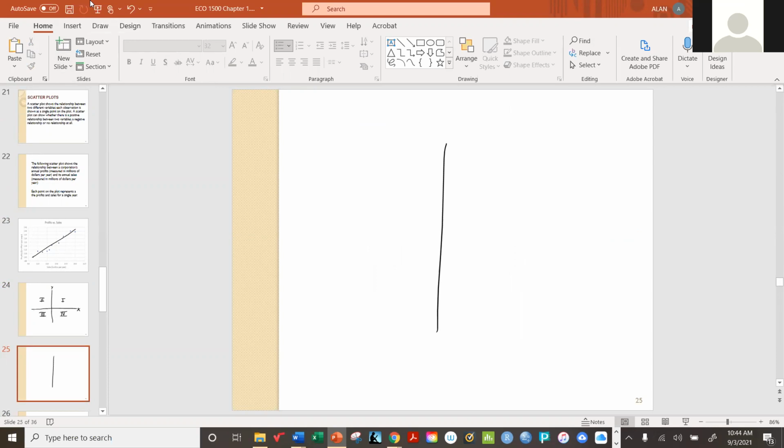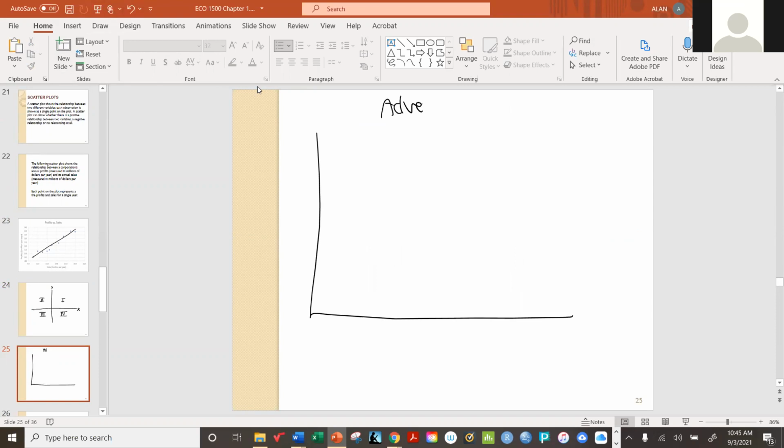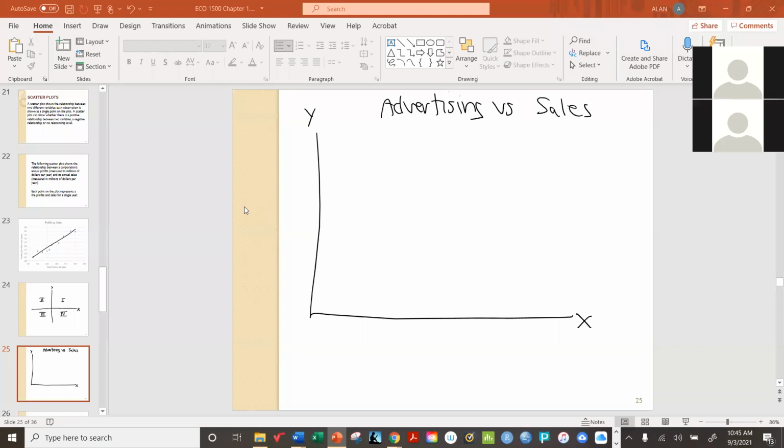And so imagine that we've decided to focus our attention on advertising versus sales. Now, in this case, we have to make a decision which variable belongs on the horizontal axis and which one belongs on the vertical axis. So I'm going to leave it up to you to decide. Which one belongs in the x-axis? Who wants to go out there and tell me which belongs in the X? Is it advertising or sales? Okay, Fernando, what do you think?